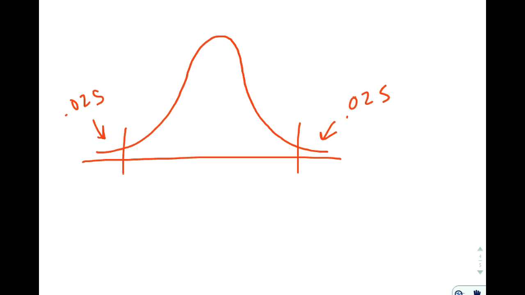A confidence interval always works from the middle of the curve. So if we wanted to say, okay, well, what percentage of the curve is left? Well, if we've used up 2.5% on each side, we would have 95% left in the middle.